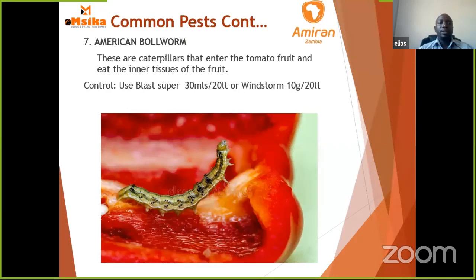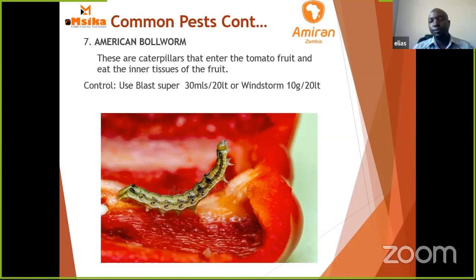Another insect that we look at is the American bollworm. These are caterpillars that enter the pepper fruit and mine all the flesh inside the fruit tissues. So it removes all the fruit tissues inside the fruit, and in the end, the fruit will start rotting. Sometimes you can mistake it for a rot disease, but meanwhile, it's American bollworm, which has mined the inner flesh, thereby leaving the outer part of the fruit weak and starting to rot.